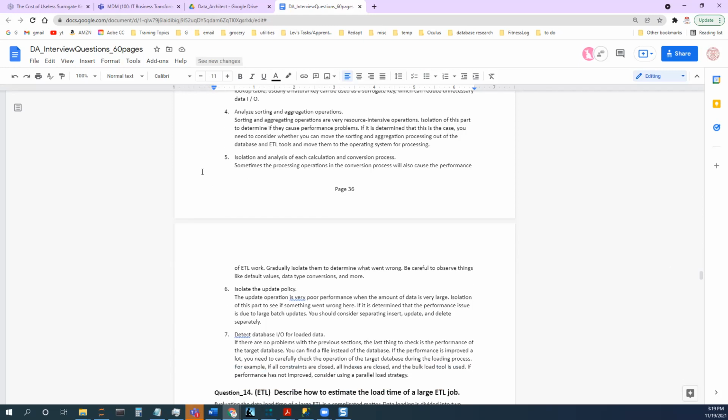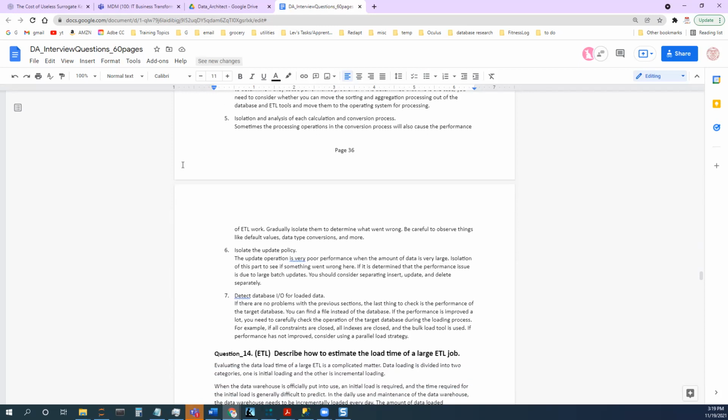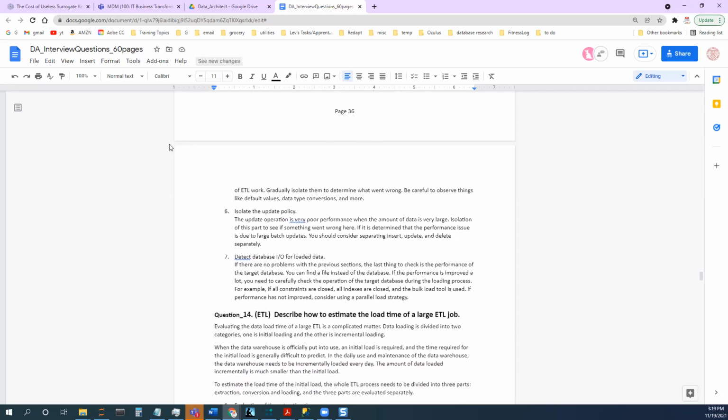Isolation and analysis of each calculation and conversion process. Sometimes the processing operations in the conversion process will also cause the performance issues of ETL work. Gradually isolate them to determine what went wrong. Be careful to observe things like default values, data type conversions, and more.